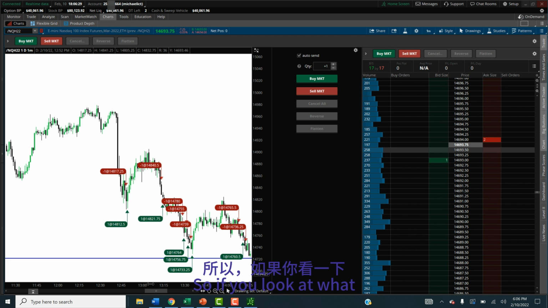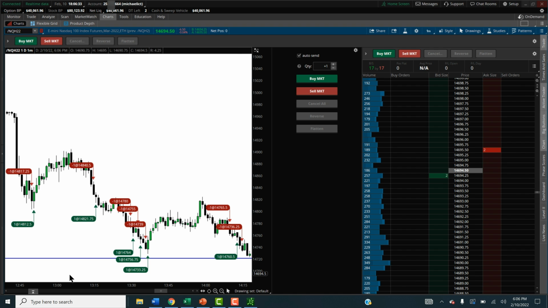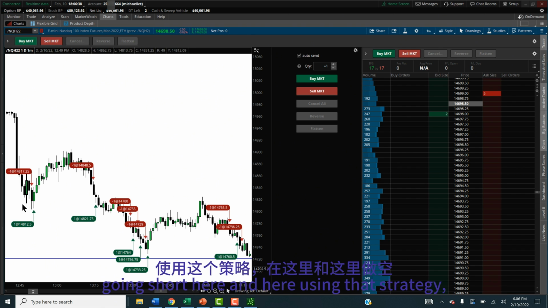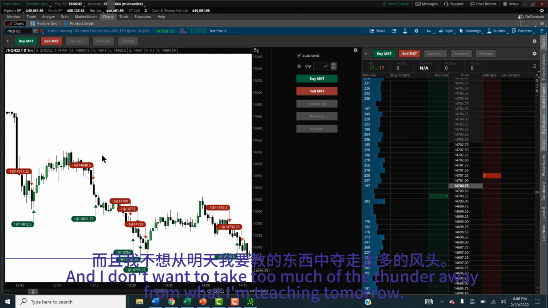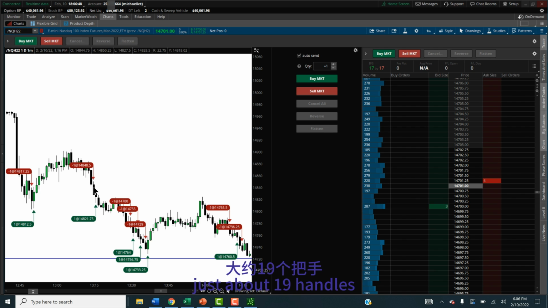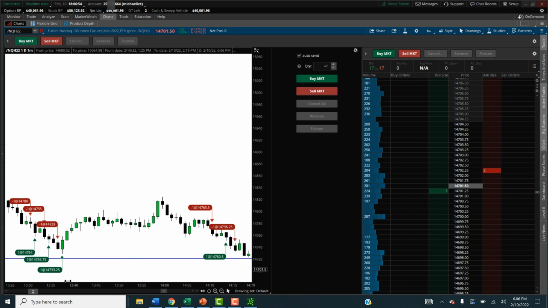So if you look at what I did here today, all right, you see here's 5 handles here, going short here and here, using that strategy, trading right below that low. And I don't want to take too much of the thunder away from what I'm teaching tomorrow, but same thing here, just about 19 handles here. And let me spread this out a little bit more.